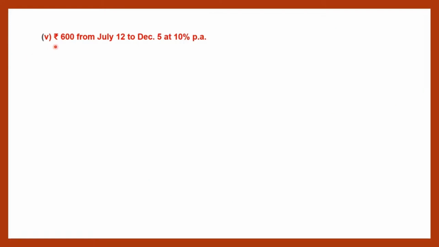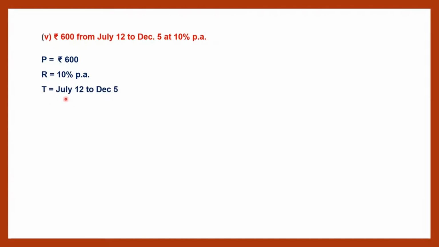Question 5, we've been given the principal, we've been given the time and the rate of interest. Let's get it here. So principal is 600 rupees. Then rate of interest is 10% per annum. And here time is given from July 12th to December 5th.